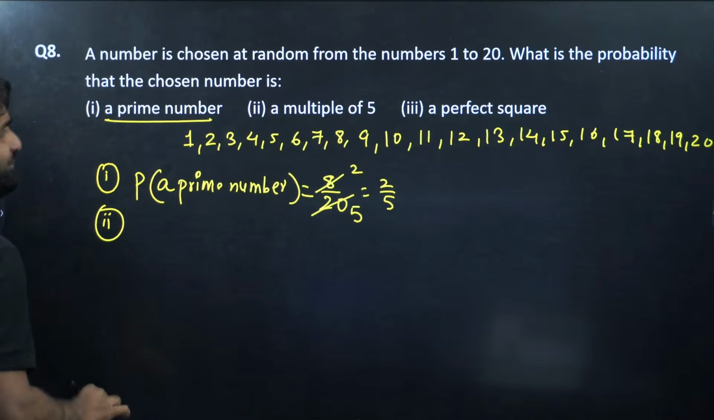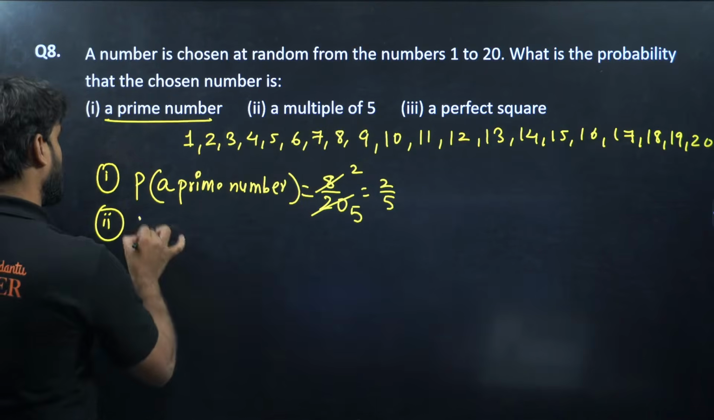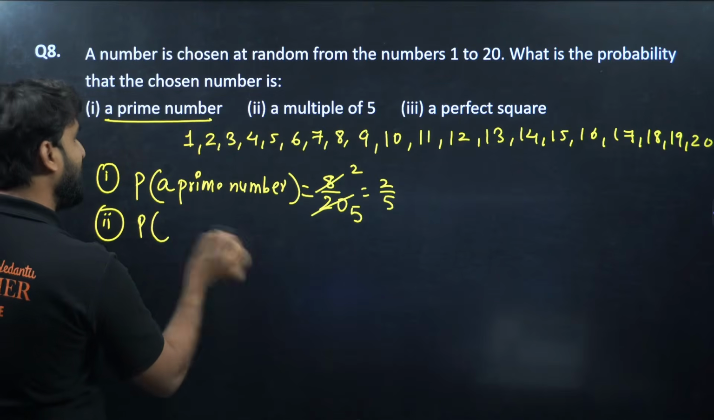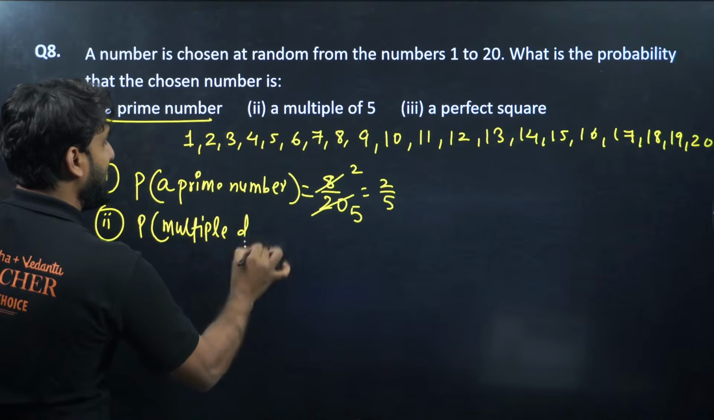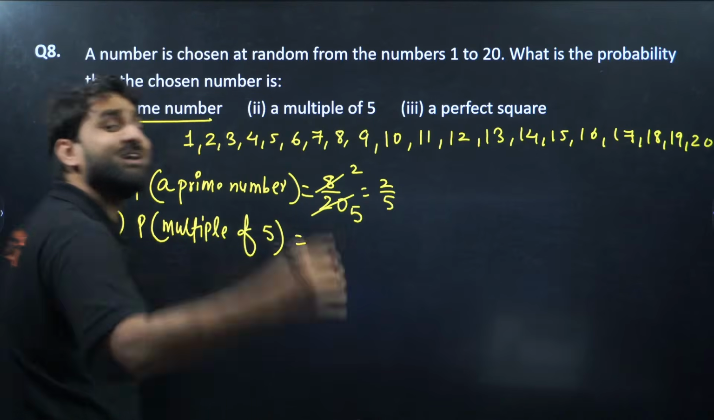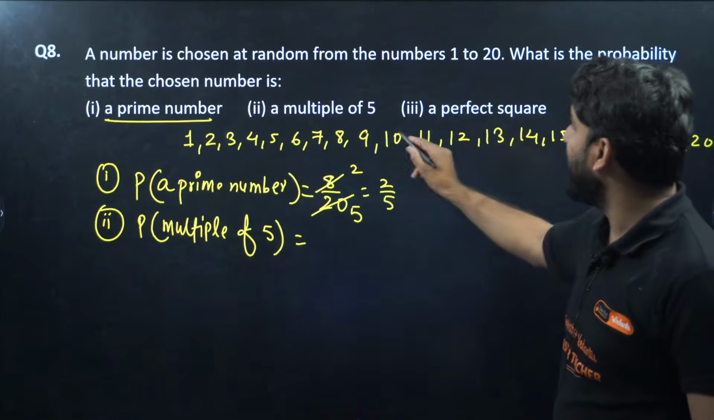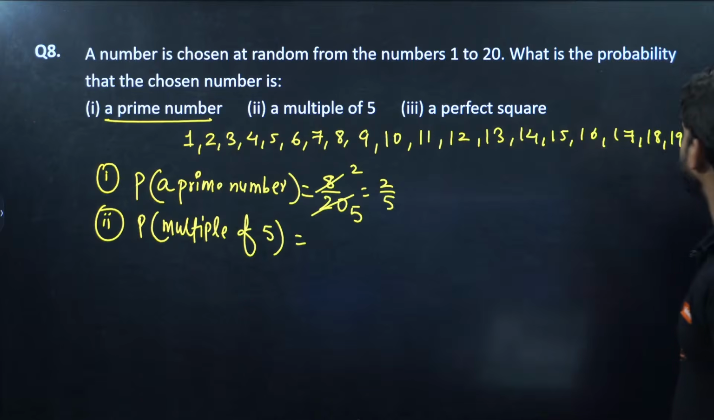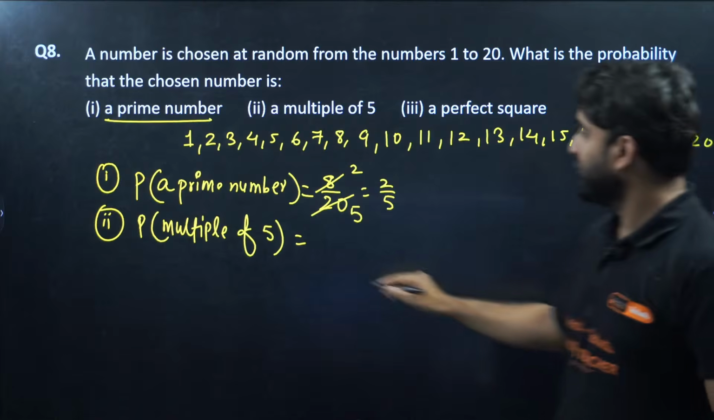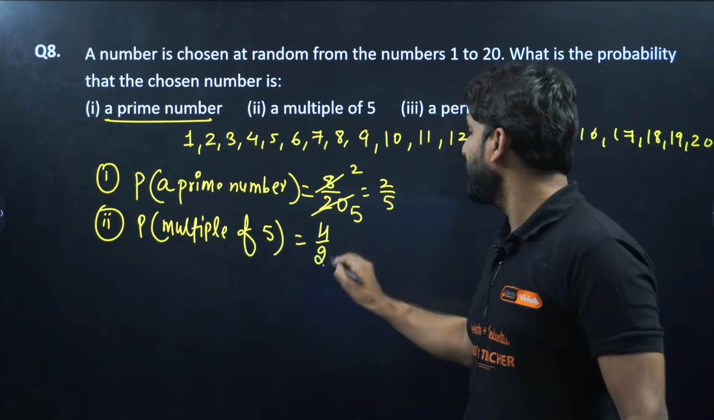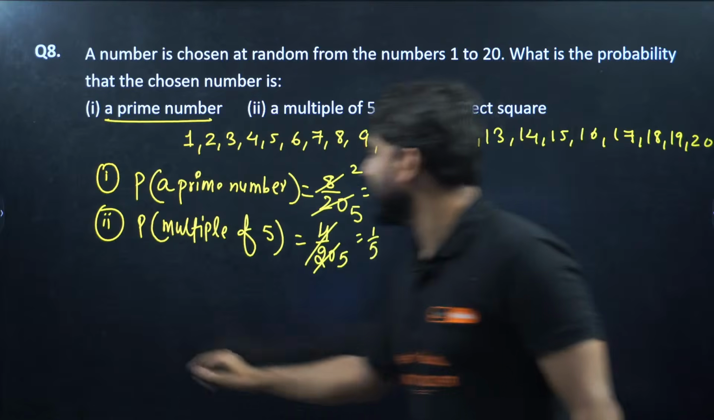Second question: a multiple of 5. What will be the probability of getting a number that is a multiple of 5? Multiple of 5 means the table of 5. 5 1s are 5, 5 2s are 10, 5 3s are 15, 5 4s are 20. How many numbers? 1, 2, 3, 4. So this is 4 divided by 20. 4 will cancel by 5 times. So this is equal to 1 by 5, the answer.